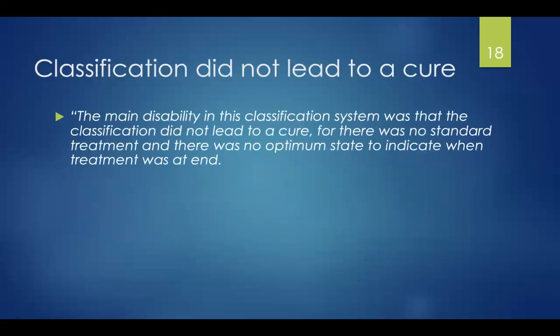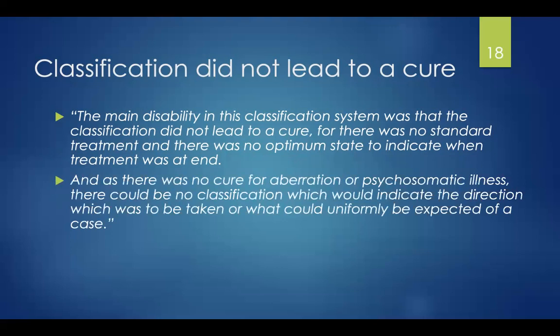And he says this, and this is where we'll end it. He says the main disability in this classification system was that the classification did not lead to a cure. For there was no standard treatment and there was no optimum state to indicate when treatment was at an end. How do you know when a person is ended? They should have the mind of God. Plain and simple.